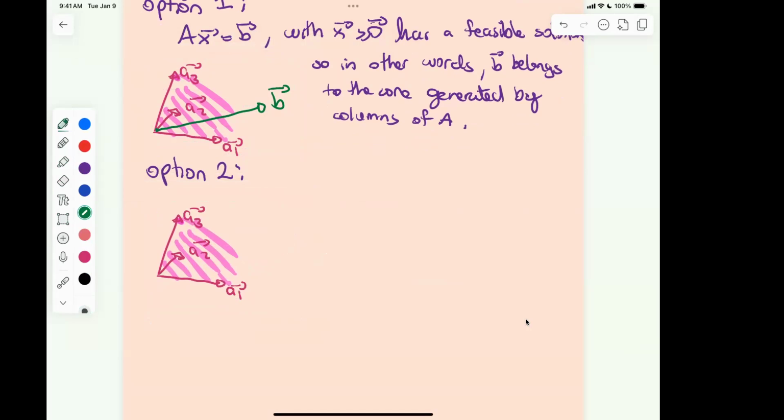So maybe it looks like this. Okay, so that is kind of how you would expect B to look if it's not in the cone of the columns, right? So what the lemma says, in this case, you can separate the cone from the vector by a hyperplane.